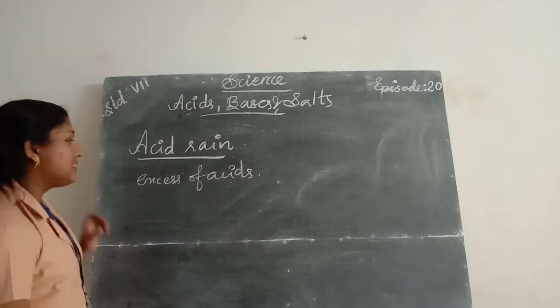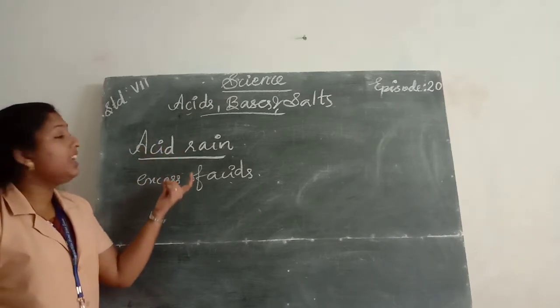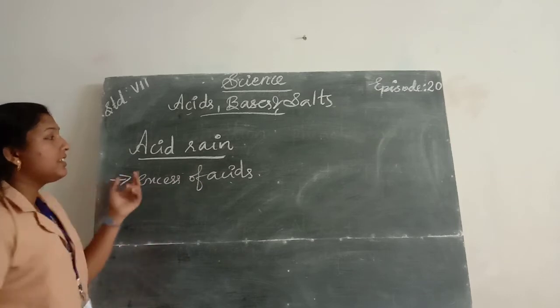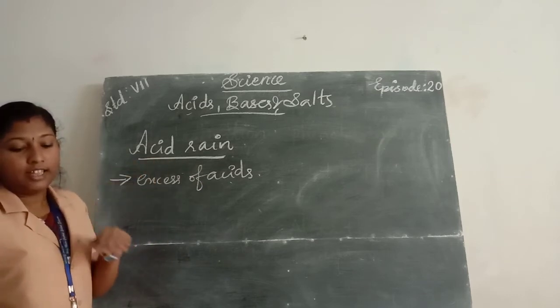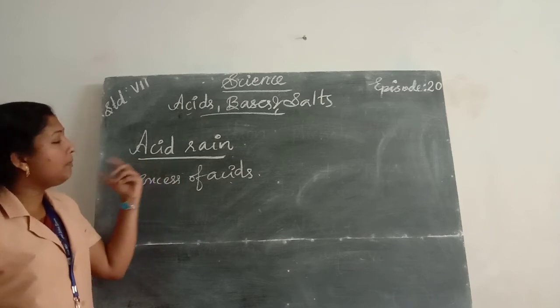Once again, all of you listen. Acid rain means the rain containing excess of acids. Then the rain becomes acidic. How does the rain become acidic?